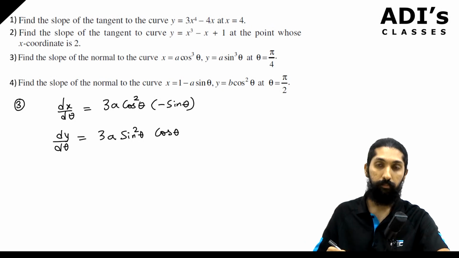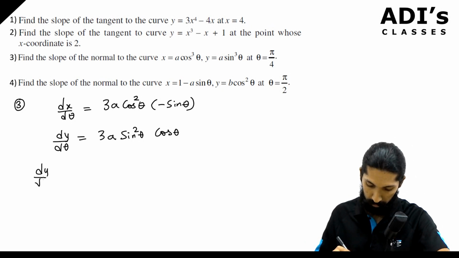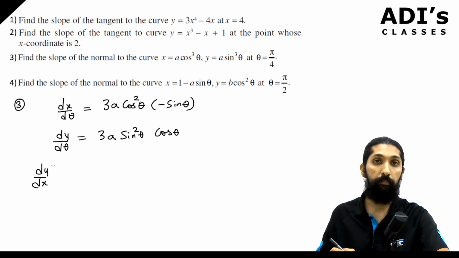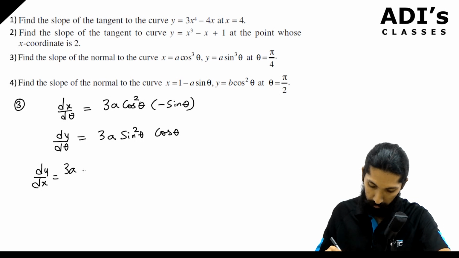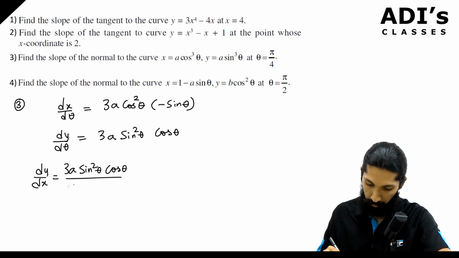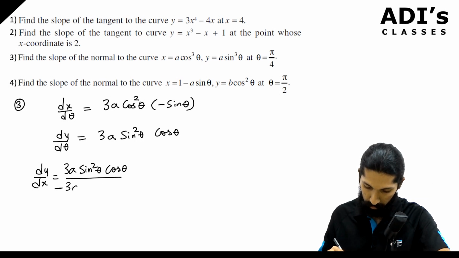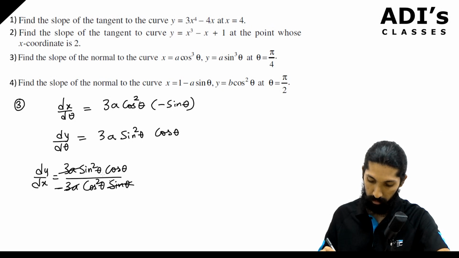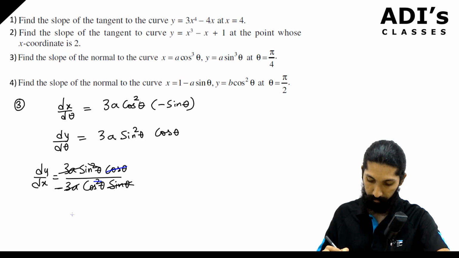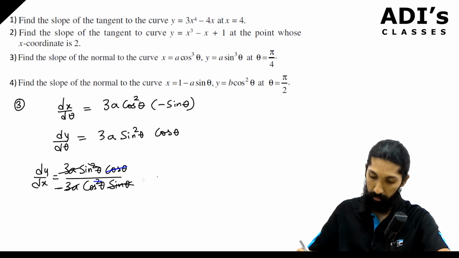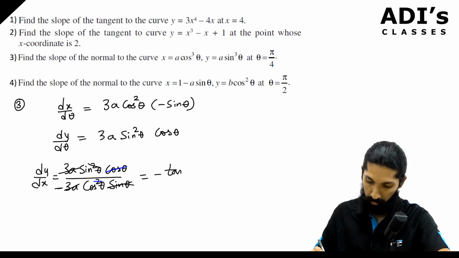Correct? Now dy by dx. Remember, you used to do this in parametric form: divide one by the other. That means you have 3a sine square theta cos theta divided by minus 3a cos square theta into sine theta. 3a cancels, one sine cancels, and then one cosine also cancels, correct? So you finally end up with minus tan theta.